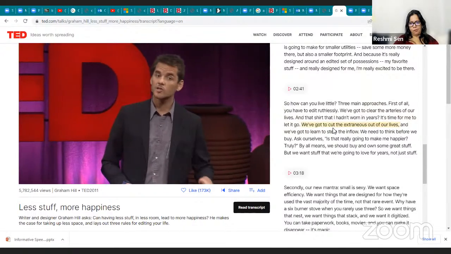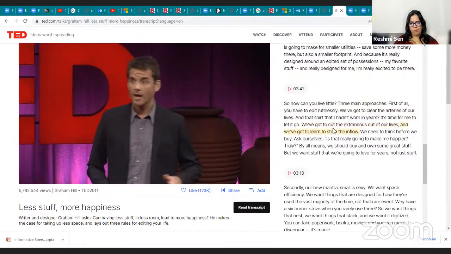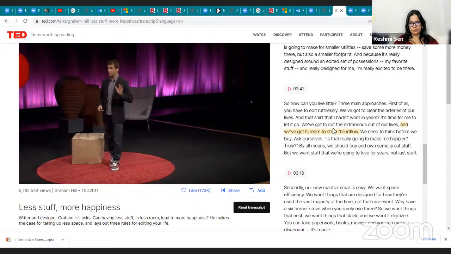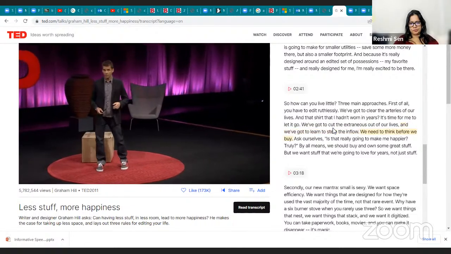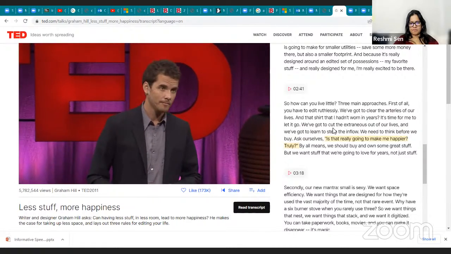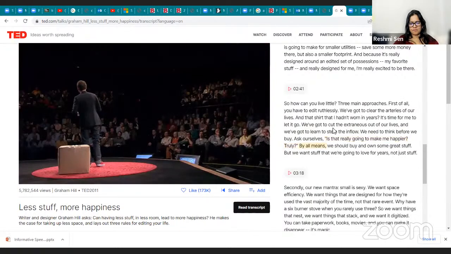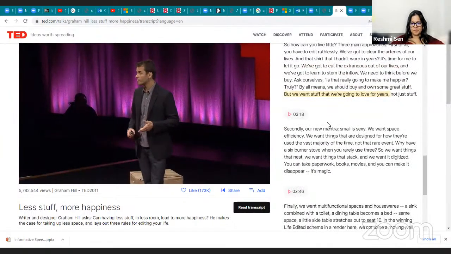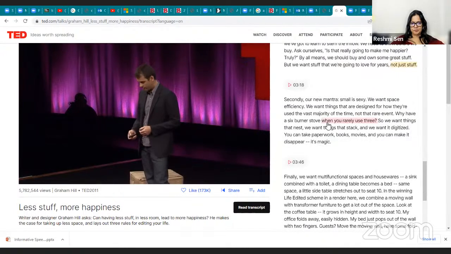We've got to cut the extraneous out of our lives, and we've got to learn to stem the inflow. We need to think before we buy. Ask ourselves, is that really going to make me happier? Truly? By all means, we should buy and own some great stuff, but we want stuff that we're going to love for years, not just stuff.